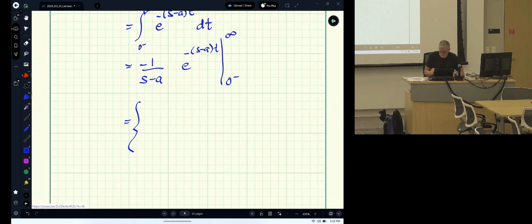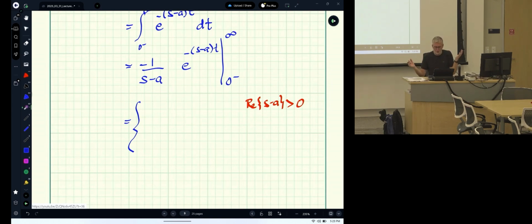Okay, so there's going to be two cases. Real part of s minus a is positive. You guys do the limits for me. When this thing is positive, when I put infinity here because of the minus sign, I get what? Is it this or is it this? Okay, they're the same thing because we love 0, okay? It makes things nice, okay? So that's going to be 0.